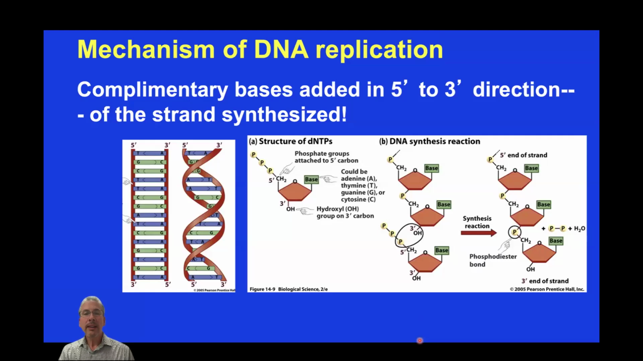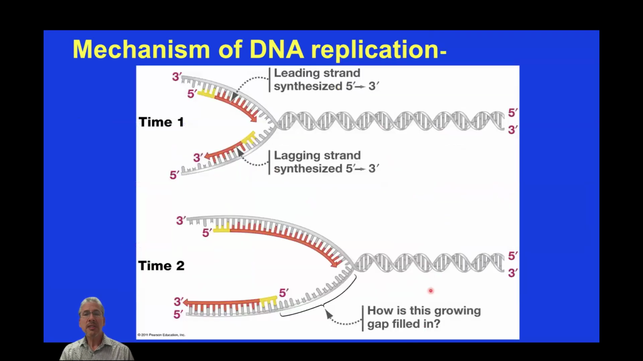Another thing to keep in mind is that we actually have to form a short primer, which is typically a short piece of RNA, before we can add new DNA bases. So this is shown schematically here. So let's initially focus on this top portion here. Imagine a piece of DNA. It's unwinding. The two strands are separating, let's say, in a left to right direction in this particular case.